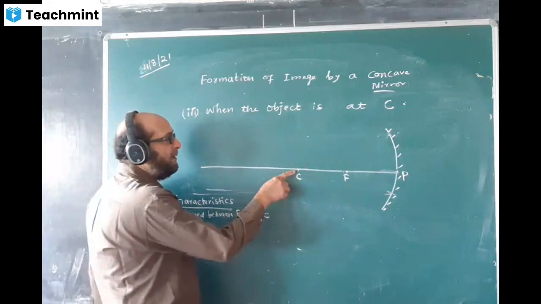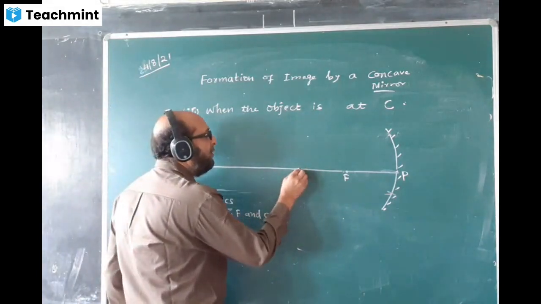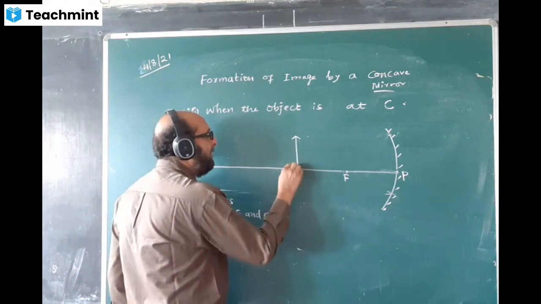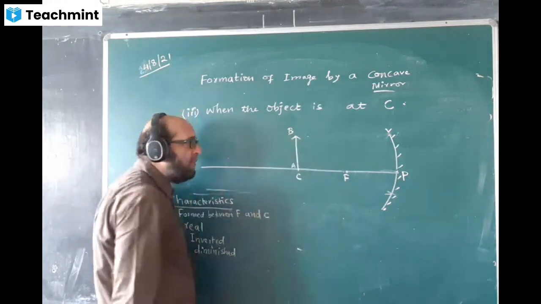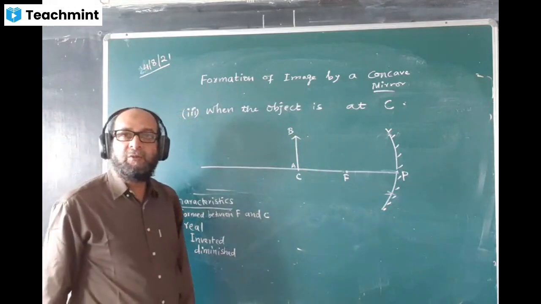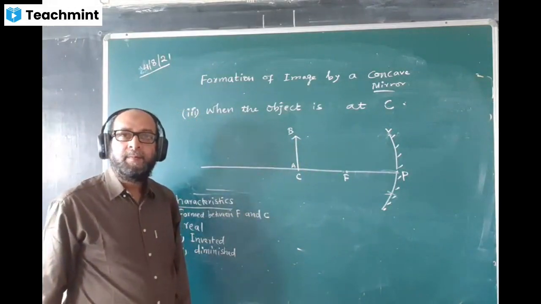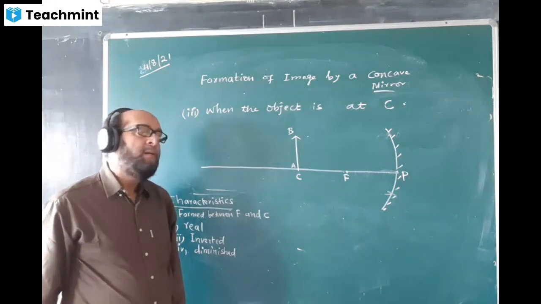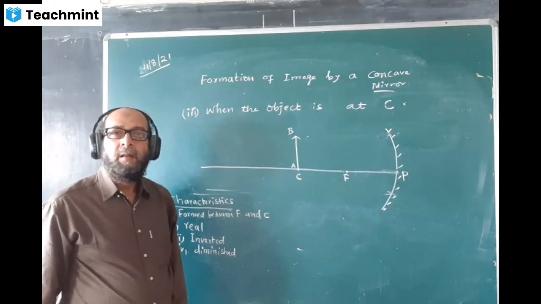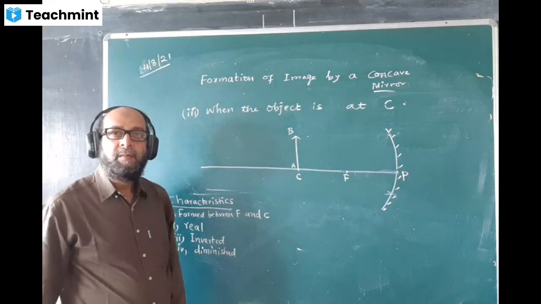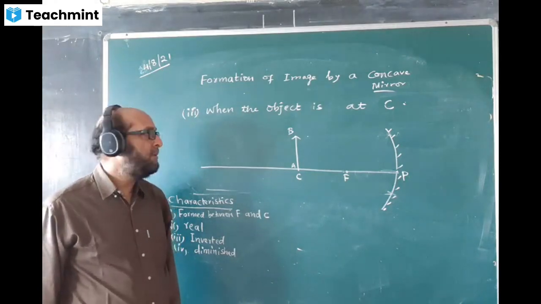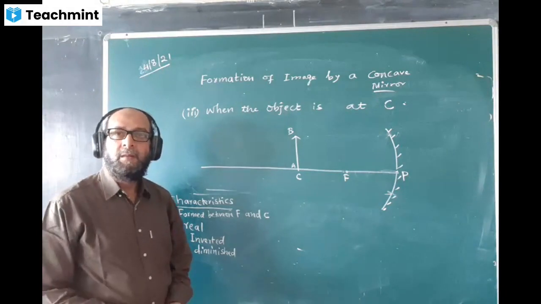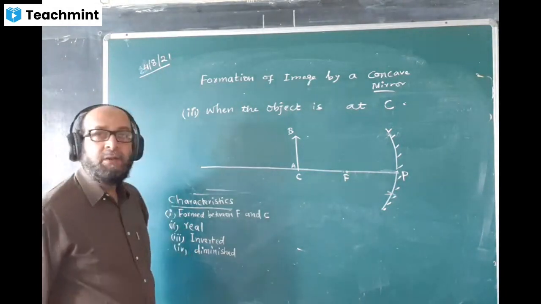Where is C? C is over here. Here only we keep the object. Take the height of the object equal to 2 lines. Here write A, B. Height of the object I'll take exactly equal to the 2 lines. Have you taken equal to 2 lines? Tell me if you have done till here, then I'll proceed. Okay.